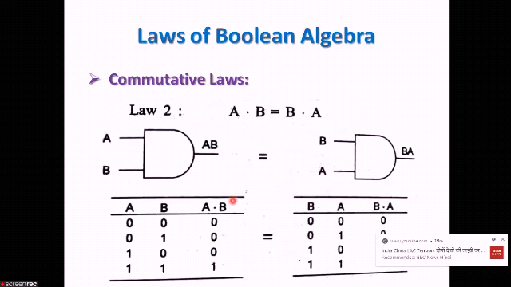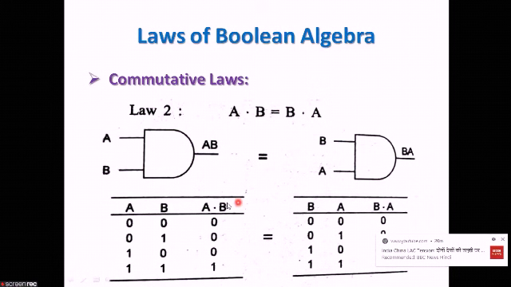Next is law number 2. Law number 2 is A dot B equals B dot A. This law states that A and B is the same as B and A. That is, the order in which the variables are ANDed is immaterial. This means that it makes no difference which input of an AND gate is connected to A and which to B. The truth table illustration is given here. These are the truth table illustrations to prove this law.